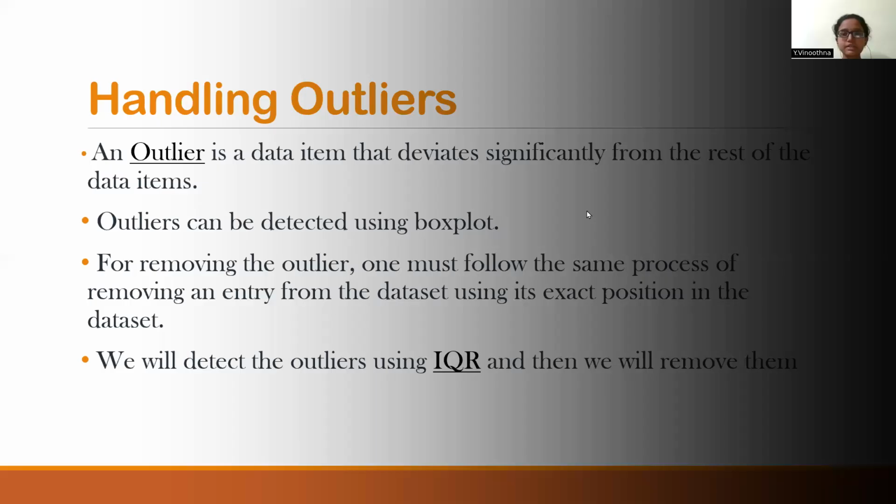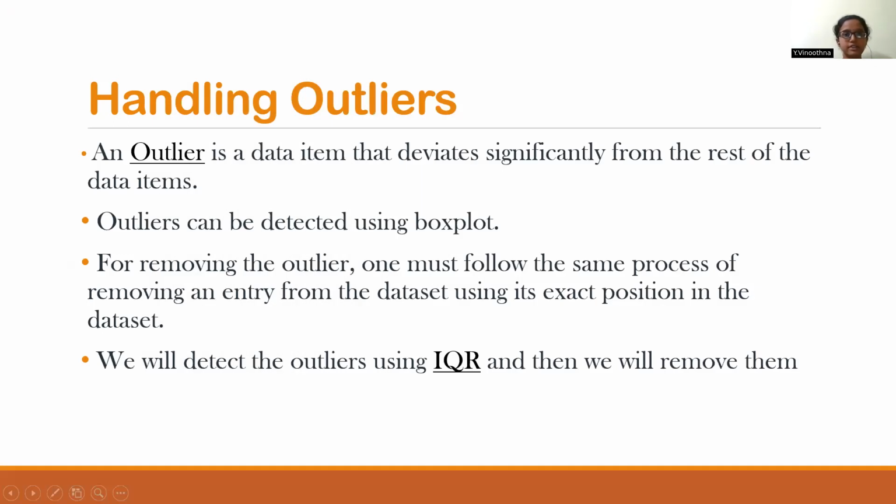The next step in EDA is outliers. Outliers are data points that deviate significantly from other data points. Due to these outliers, the prediction may vary, because the outlying points may shift the regression line in some cases. So handling these outliers is very important in machine learning model building.